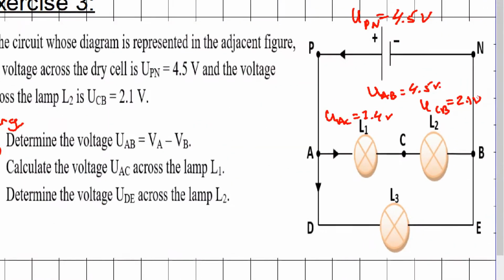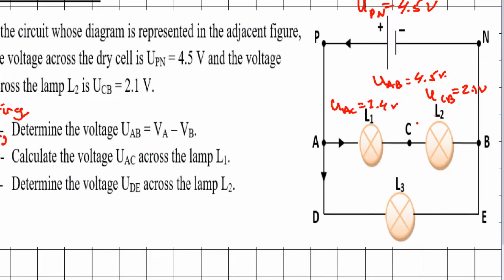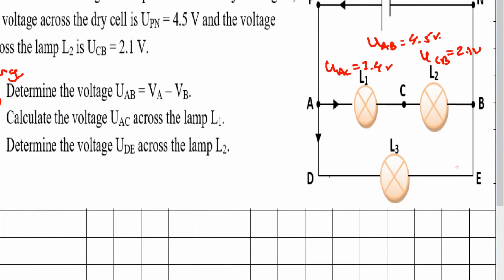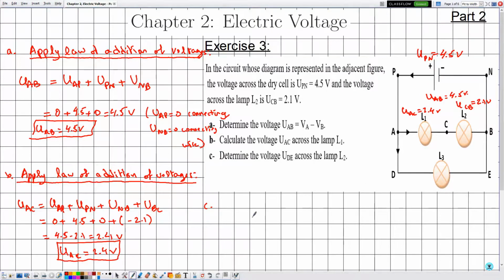And notice that here in part A, we could have answered UAB is equal to 4.5 volts because simply the terminals A and B are in parallel to the battery, and this is given by the law of uniqueness of voltages. Now in part C, they are asking me to calculate the voltage UDE. We can say simply that D and E are parallel to the terminals A and B, so UDE is equal to UAB, which is equal to 4.5 volts. But in a more elegant way, let's solve it using the law of addition of voltages.